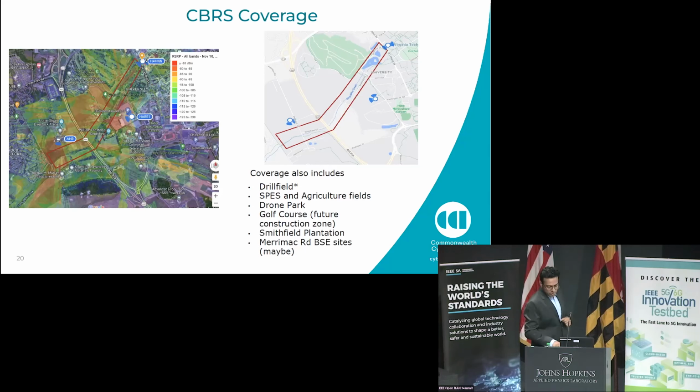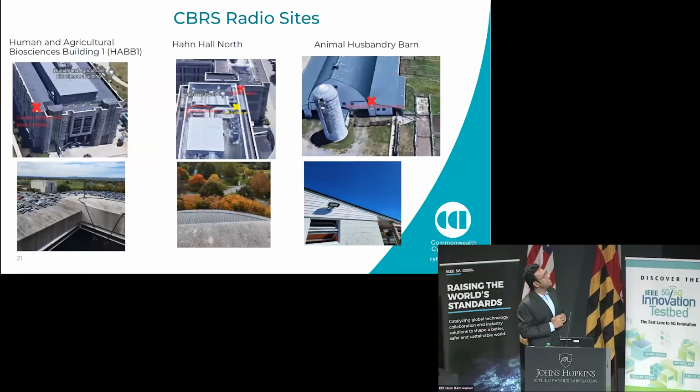Yeah, I'll show the visuals. These are the visuals of the actual CBRS radio sites. The first two are some departments. The first one is the agricultural building. The second one is Hahn Hall North, which holds the physics and chemistry departments. And the third one is very interesting: an animal husbandry barn with a lot of cows around, and some farmlands around. So we have deployed this in strategic locations, which are very unique in nature.